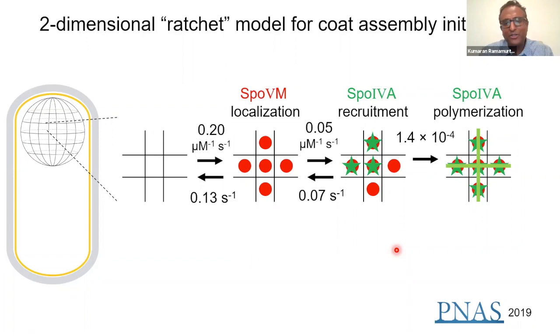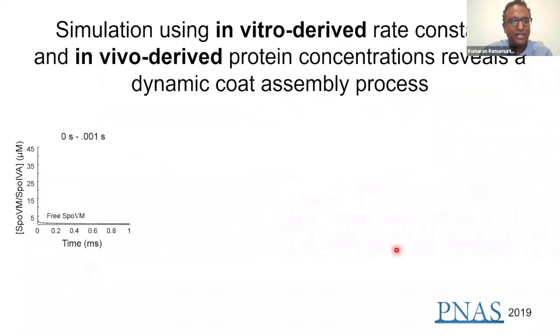So now that you have all these rate constants, you can go ahead and run a deterministic simulation, and that's what's shown here, using all of these in vitro derived rate constants and in vivo derived protein concentrations to reveal what's actually a very dynamic coat assembly process. So in these experiments, we're looking at multiple populations that I'm going to be telling you about one by one.